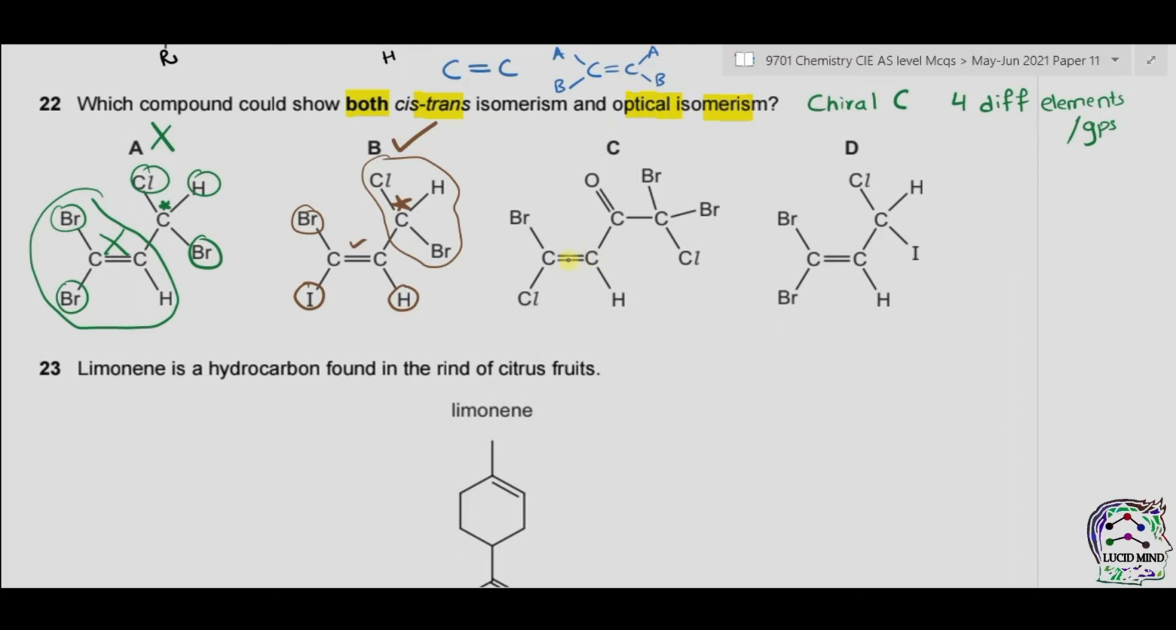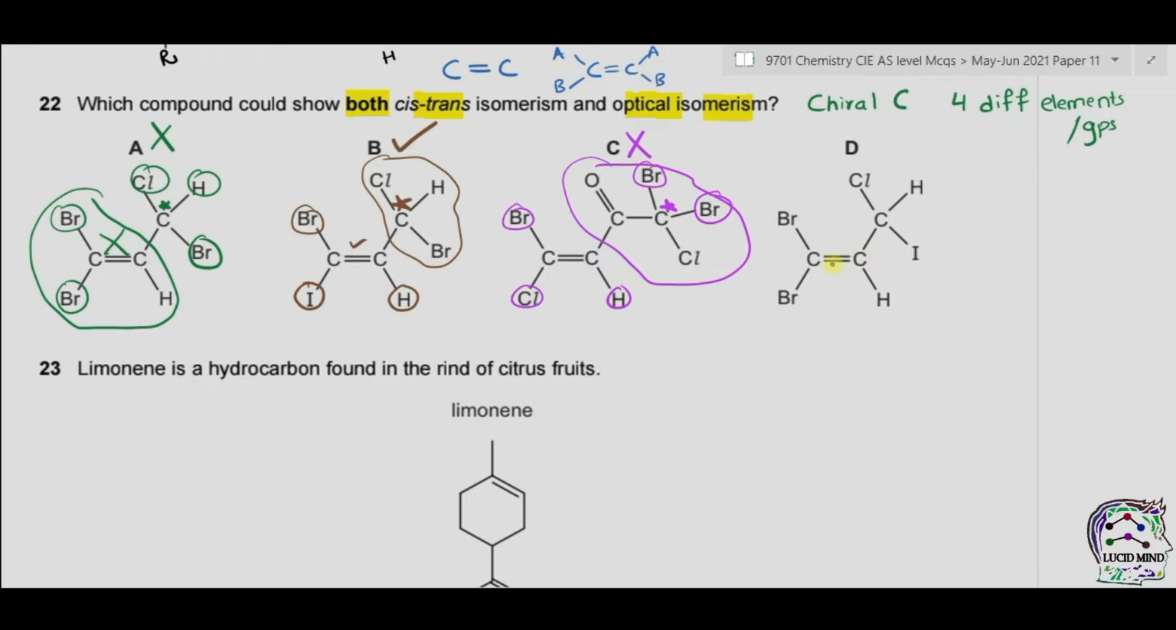In part C, we can see there is a double bond present between these 2 carbon atoms and different elements are attached. Similarly, different elements are attached on this side, so therefore this will show cis-trans isomerism. Now for optical isomerism, we can consider this carbon atom, and as it is attached with two similar elements, therefore this will not show optical isomerism.